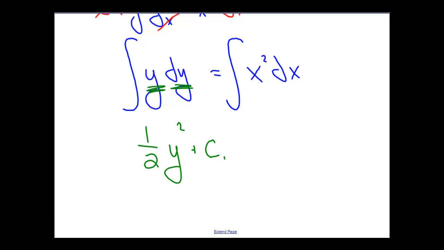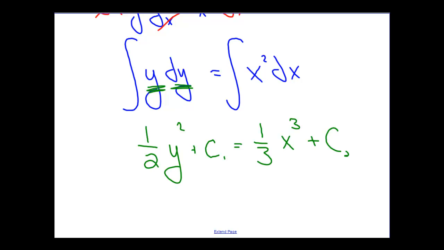I'm going to label this constant c1, because we're going to have several constants as we go through these problems today, and we'll talk a little bit about keeping track of them and how much we really have to worry about all of these constants. But the left-hand side is 1/2 y squared plus a constant. If you take the derivative of that with respect to y, you simply end up with y. So this is the correct antiderivative here. On the right-hand side, we have the integral of x squared with respect to dx, and of course the integral here is simply going to be 1/3 x cubed plus a constant. And we'll label this constant c2, so again we can keep track of these constants.